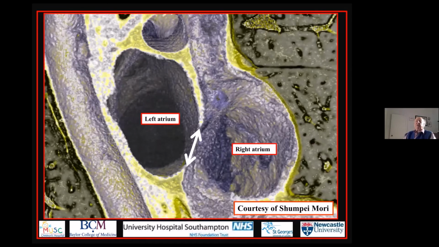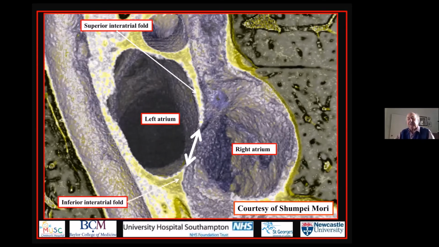And so there's not really a hole in this particular data set because this comes from a patient with a normal heart. But all the yellow stuff that you see there is fibroareolar tissue, and that is filling the folds that are found superiorly. And although many people call that the septum secundum, it's not a septum at all. It is the superior interatrial fold, and you can see how extensive it is.